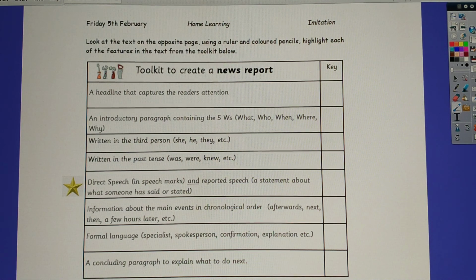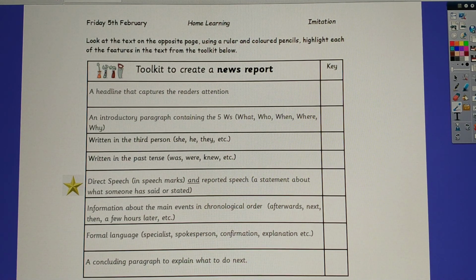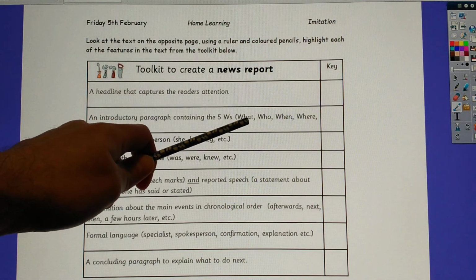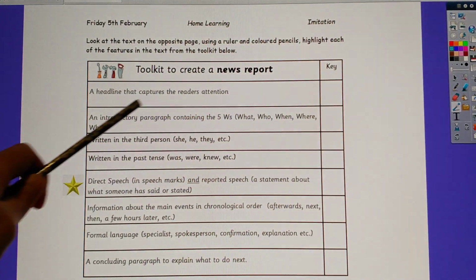Good morning, Year 3. So today you are once again finding the features of the text that we've been learning about, and this is the toolkit that we have been given. Now, most of the things on this toolkit you will already be aware of. So the headline, the introductory paragraph, finding what, who, when, where and why.